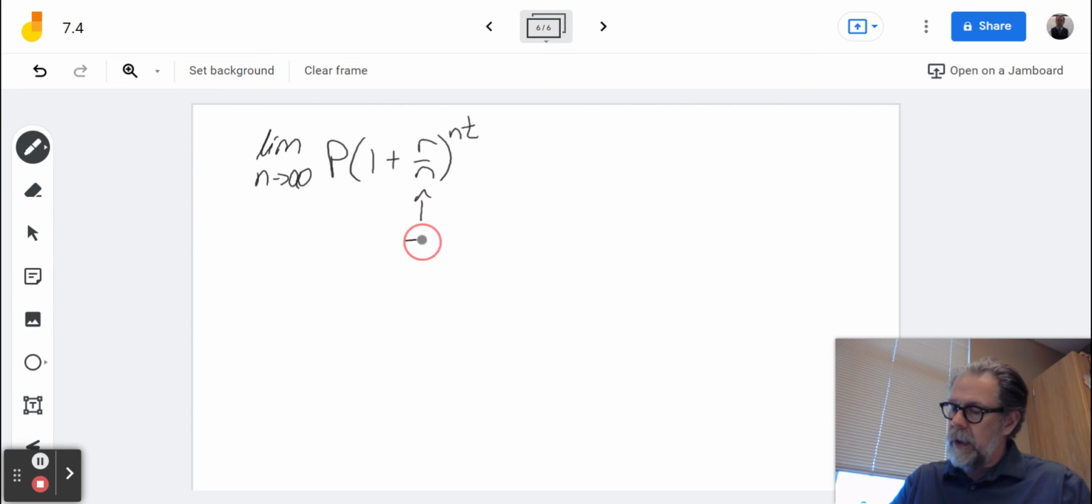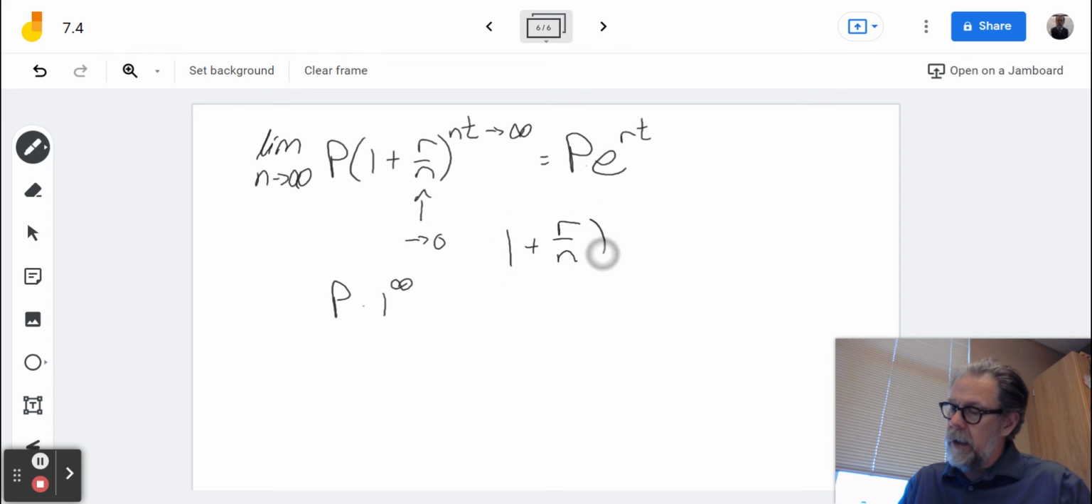Notice that this will tend to 0 and that this will tend to infinity. So what I'm really doing is I'm saying, well, what happens if I have a limit where my ultimate limit is 1 to the power of infinity times my initial amount, but what I actually get is my initial amount times e to the rt. So 1 plus r over n to the nt tends towards e to the rt as n goes to infinity.